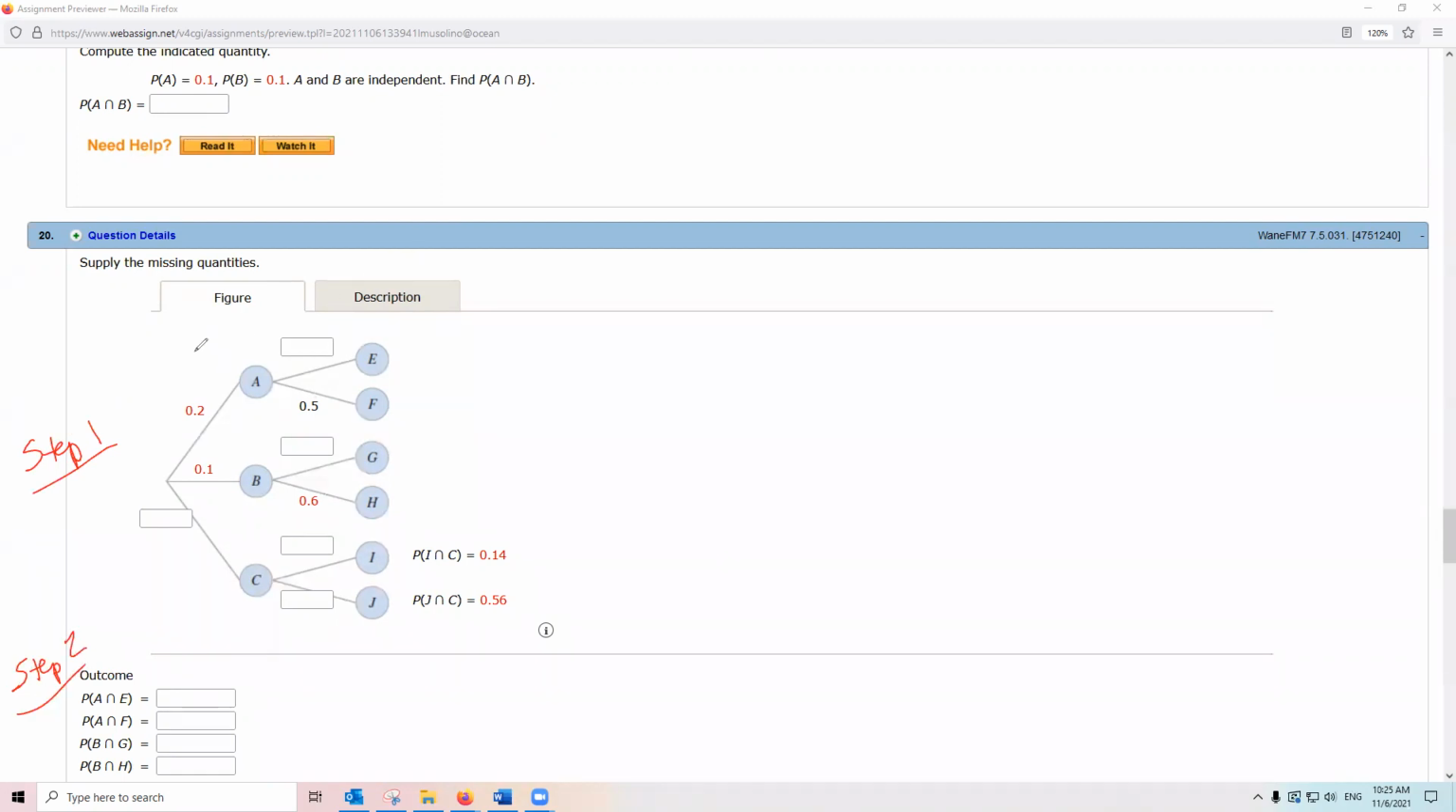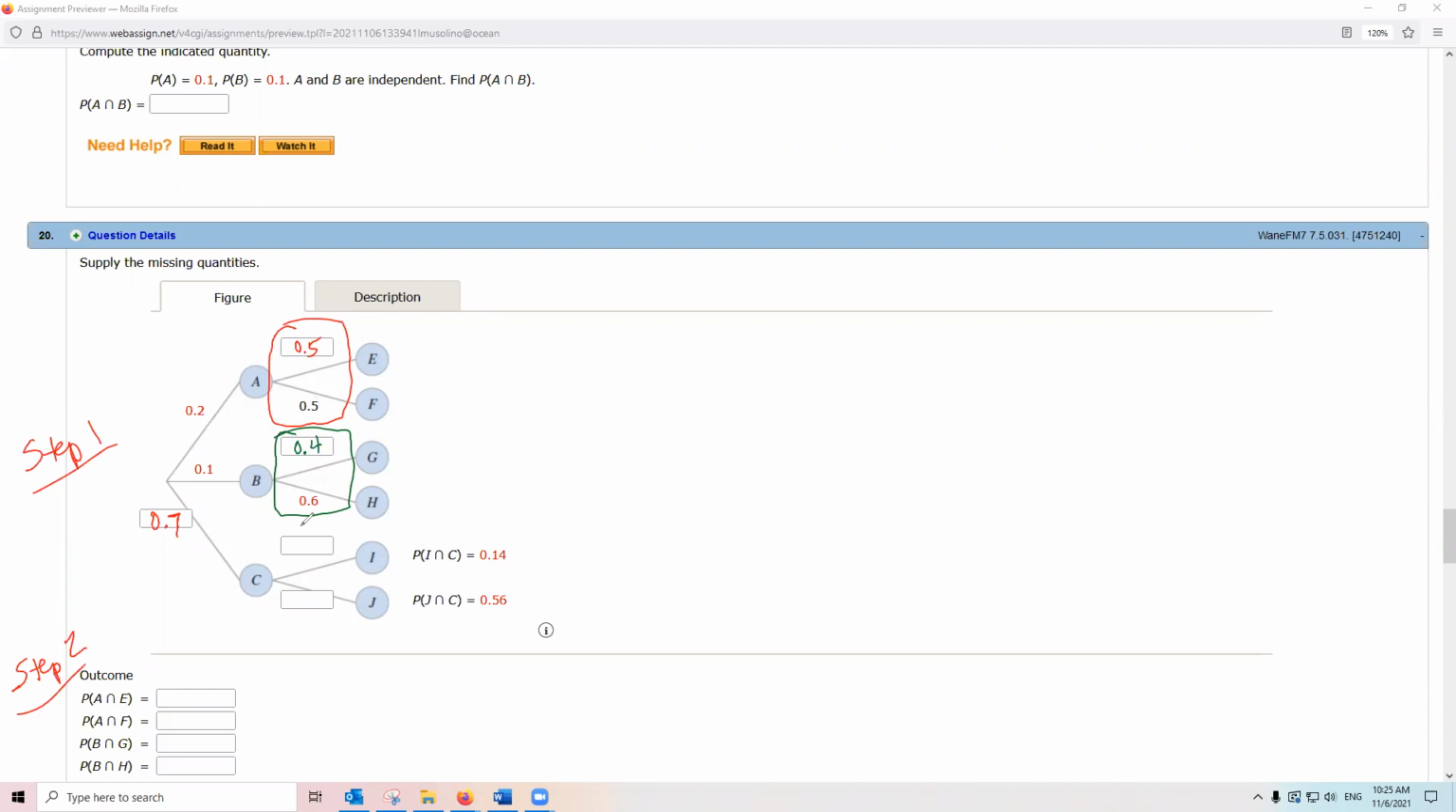Well, I remember at each of these branches, the probabilities have to add up to 1. So this is 0.2, that's 0.1, that's 0.3 altogether. That would mean this probability has to be 0.7. All right, so I have that filled in, 0.7 there. Let me come up to this very top box. Again, these two probabilities have to add up to 1 here in this red box. I'm going to make this a 0.5. These two probabilities have to add up to 1 in this green box. So I'm going to make this a 0.4.